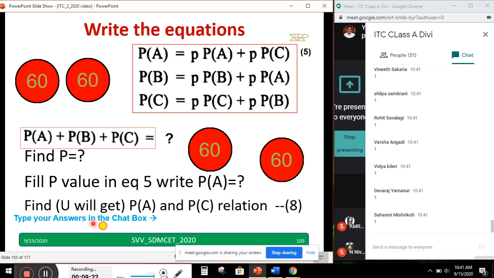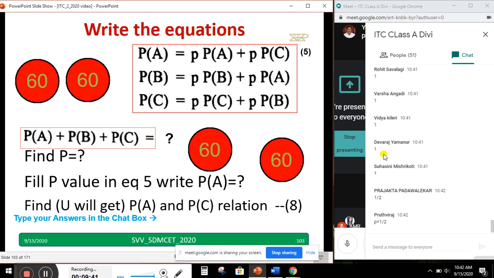Type your answers in the chat box. Find the P value. Fill the P value in equation number 5. Write P of A equal to something, whatever you get. Find the relation between probability of A and probability of C. These three I want from you in the chat box.